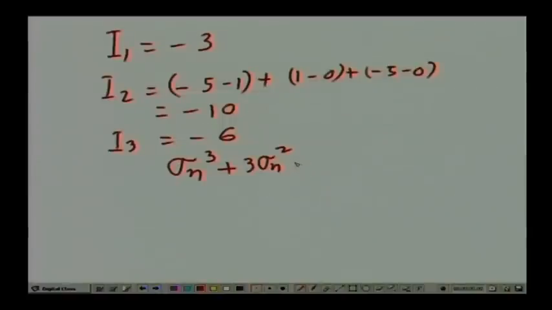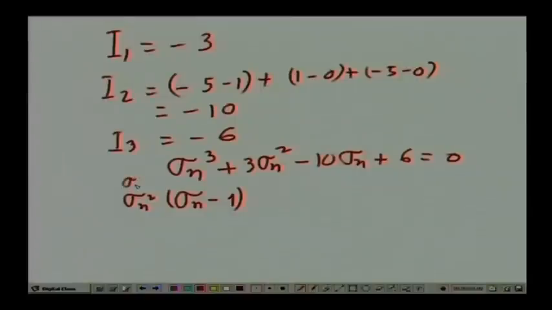So minus 10 sigma n plus 6 is equal to 0. Now, sigma n equal to 1 will make this function 0. So, sigma n minus 1 is one of the roots of this equation. So, if we take sigma n minus 1, then sigma n square.